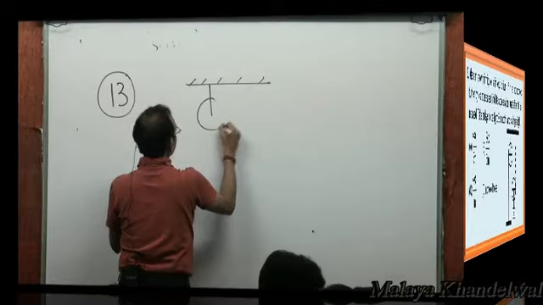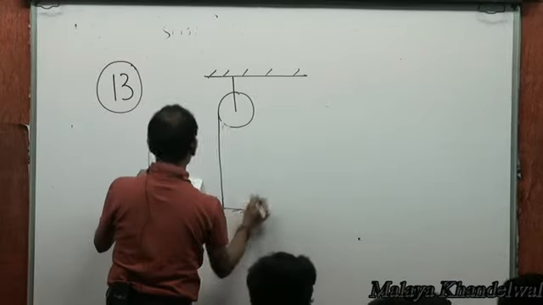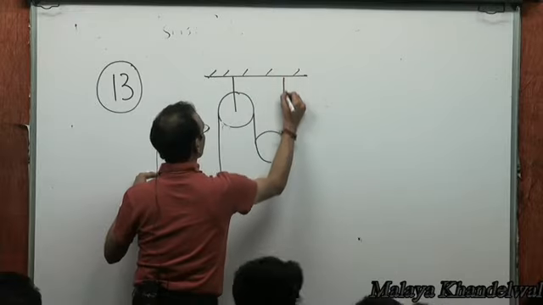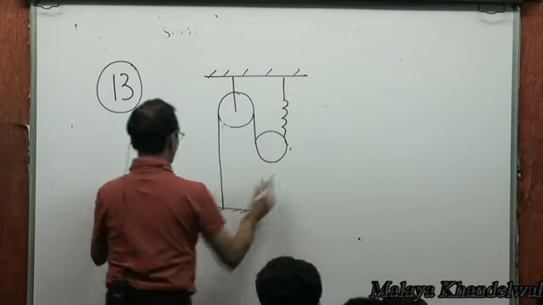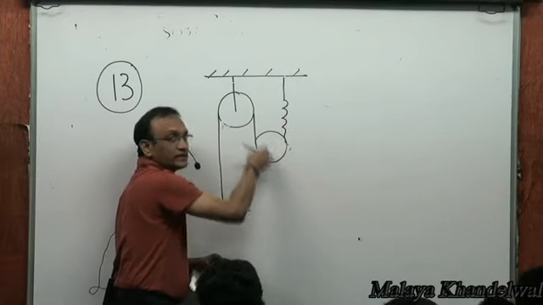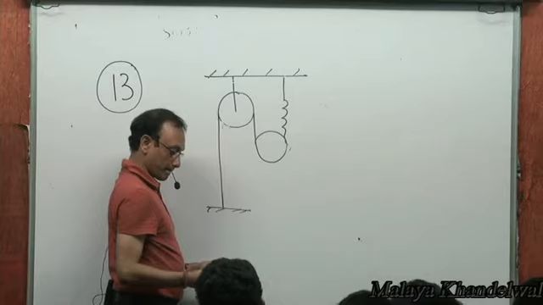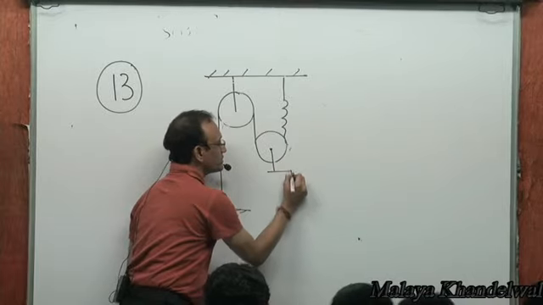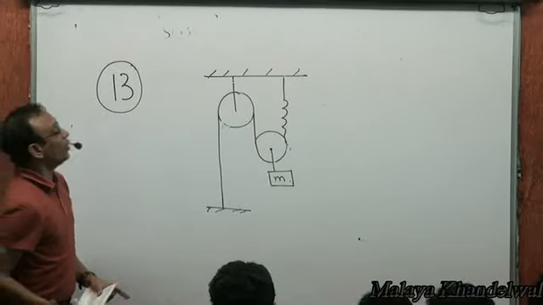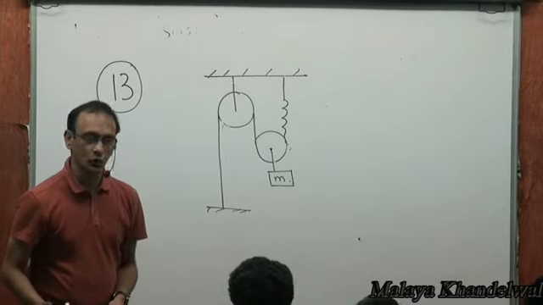So we have a system of two pulleys, a fixed pulley, this end fixed, and this is a movable pulley. This entire thing is a spring, you know. Don't think that only this is a spring and the rest is a string. Right? This entire thing is a spring. And there is a mass m here. And the whole unit is in equilibrium.